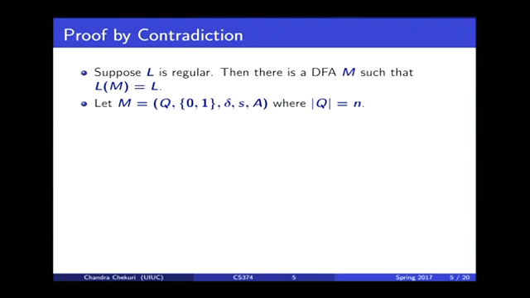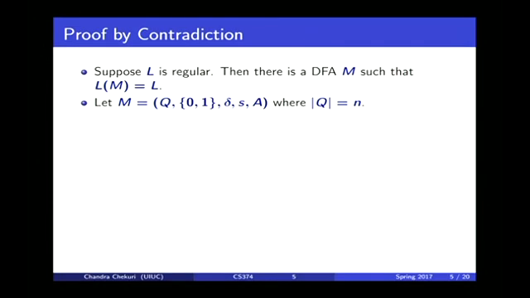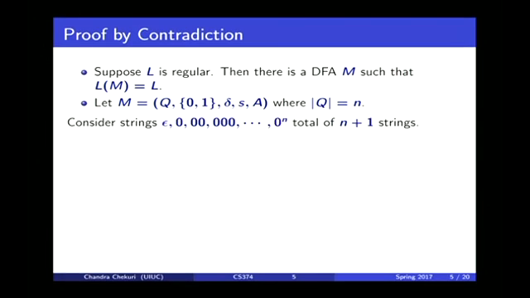Okay, good. Then tell me the following: what does it do when it sees this set of strings? What is this set of strings? Epsilon, 0, 00, 000, and so on, up to 0 to the billion. How many strings are there? N plus 1, billion plus 1. They're all different strings, right?